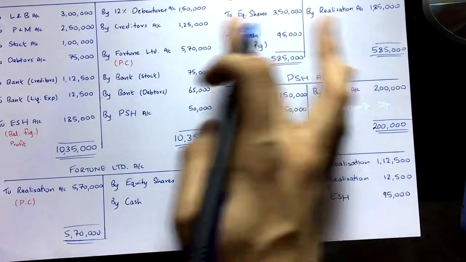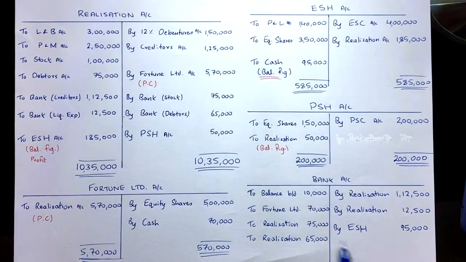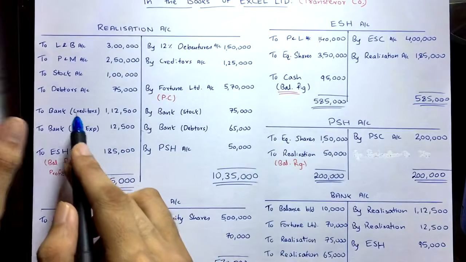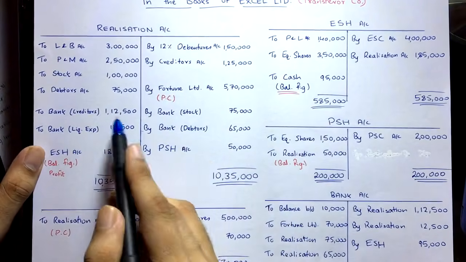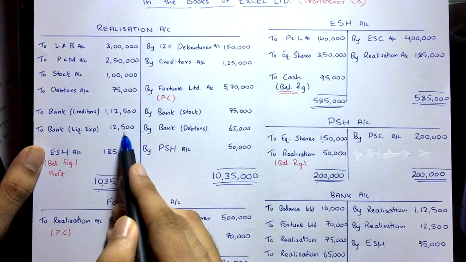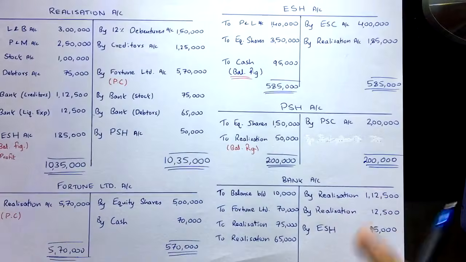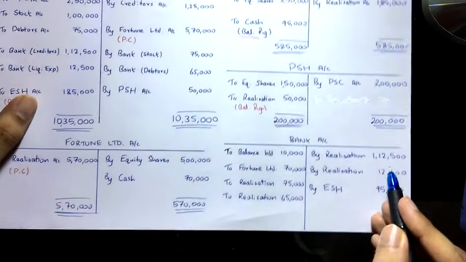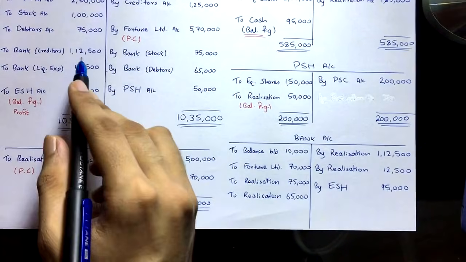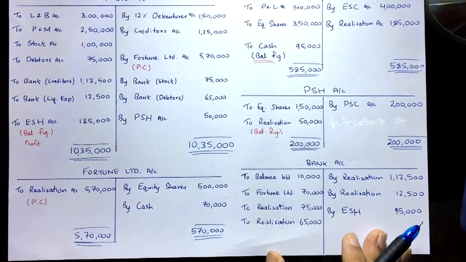And then what do you do? You take all the cross postings from all the accounts. First let's go to the realization account. See here, in realization we have got two bank over here, right? Two are there, right? So 1,12,500, 12,500. Take it on the opposite side. Here it is debited, so take it on the opposite side. See here, by realization, 1,12,500, 12,500. It has come from the realization account. Simple, right?